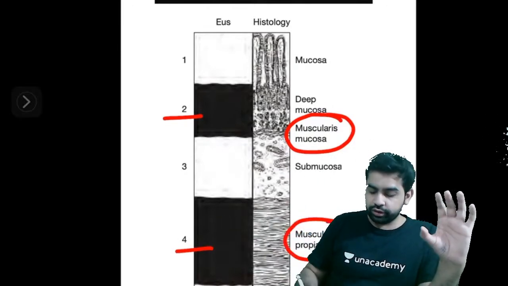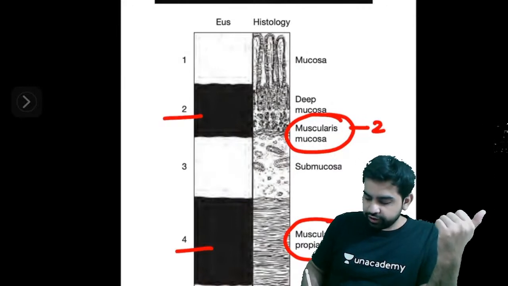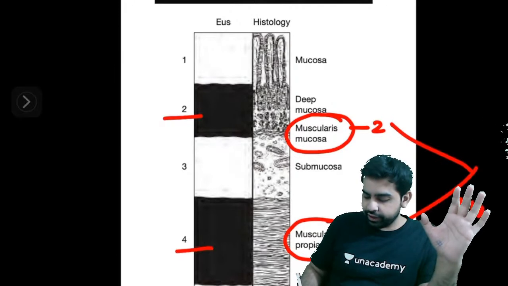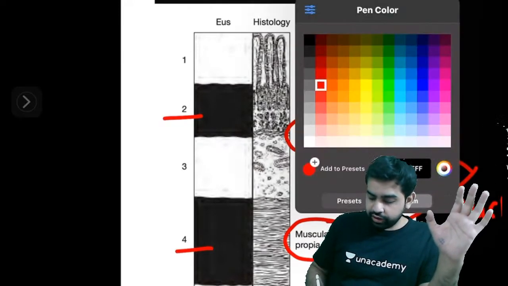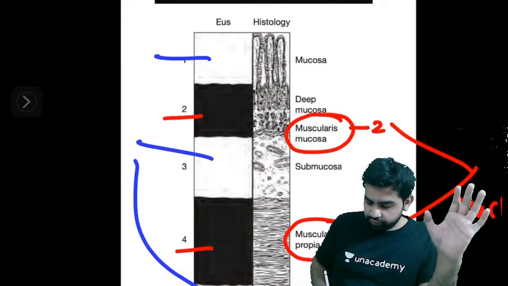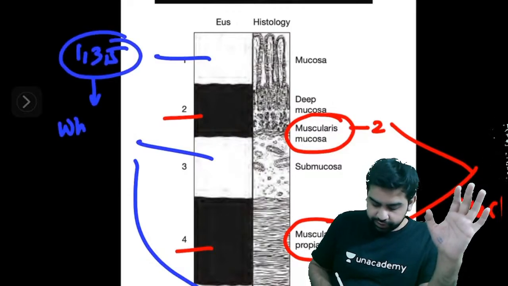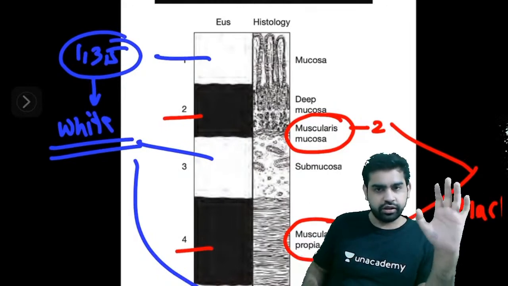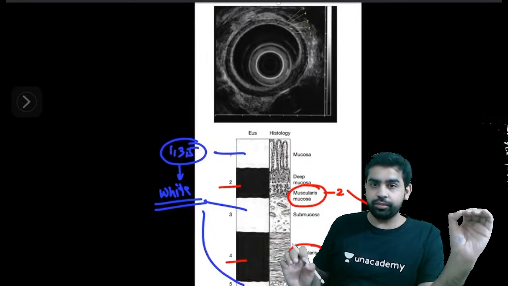What you need to understand is that your muscularis mucosa, which is your second layer, and the muscularis propria, which is your fourth layer, are appearing black. On the other hand, your mucosa, submucosa and serosa, which are your 1st, 3rd and 5th layers, are appearing white on the USG, so they are hyperintense. I hope you get this point. This is important, and please remember this can be asked to you.